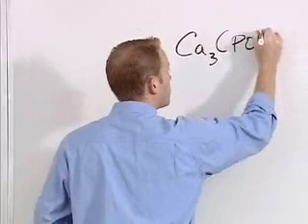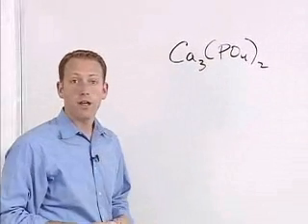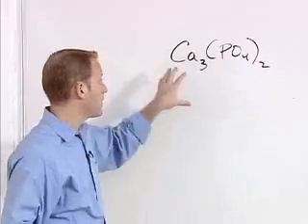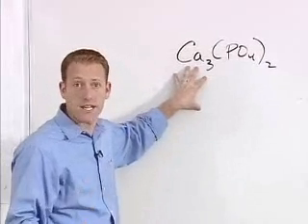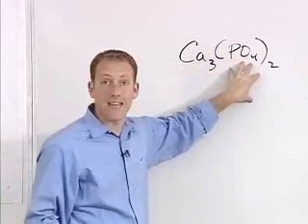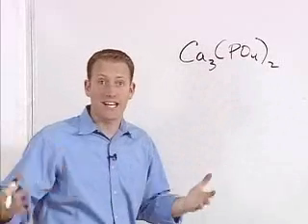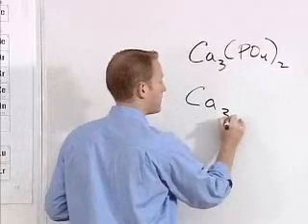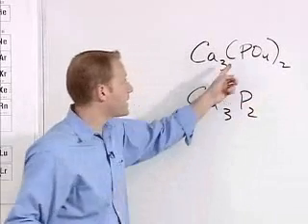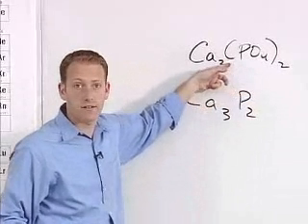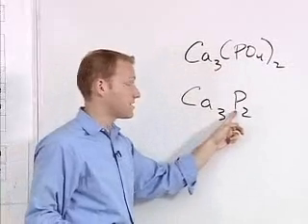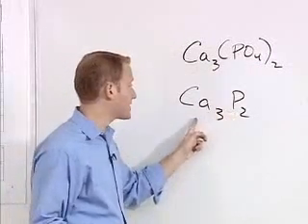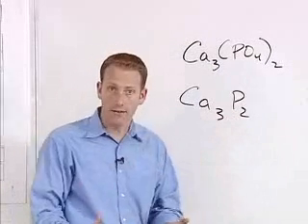Ca3(PO4)2, this substance would be called calcium, because the first one keeps its name, phosphate, because it doesn't end in ide. That's how you tell the difference between this and this. This is calcium phosphate, while this, since it's P, ends in ide, is calcium phosphide.